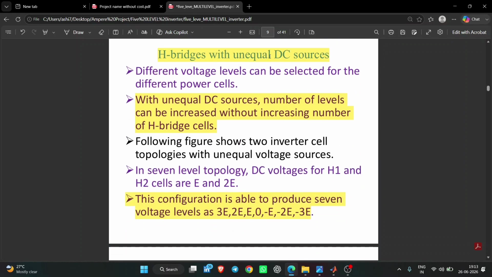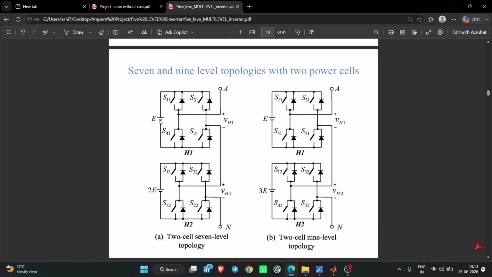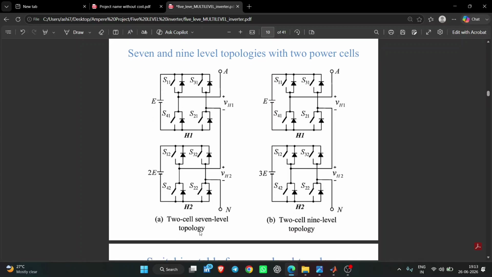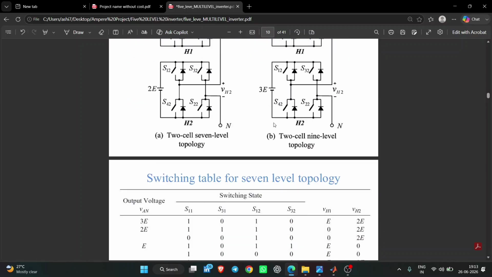Unequal DC source means if you use unequal DC source voltages like E, 2E, you will get 7 level. You will use only 2 bridges and you will get 7 level. What is the advantage? This is the advantage you get from unequal voltage levels, and you will get 9 level also with E, 3E, like that. So this is very important, unequal.